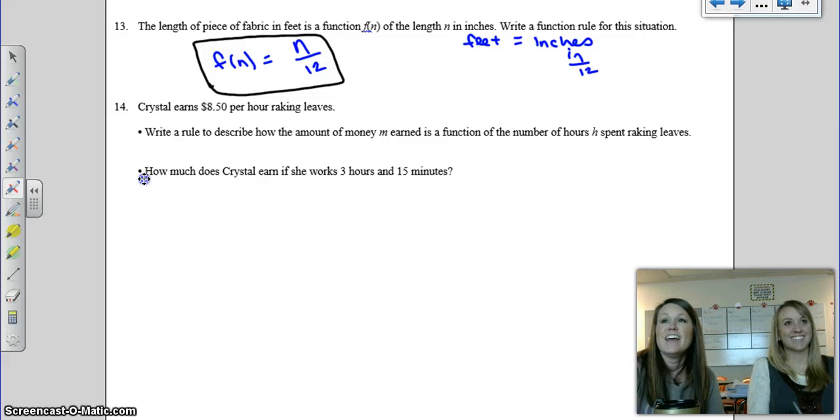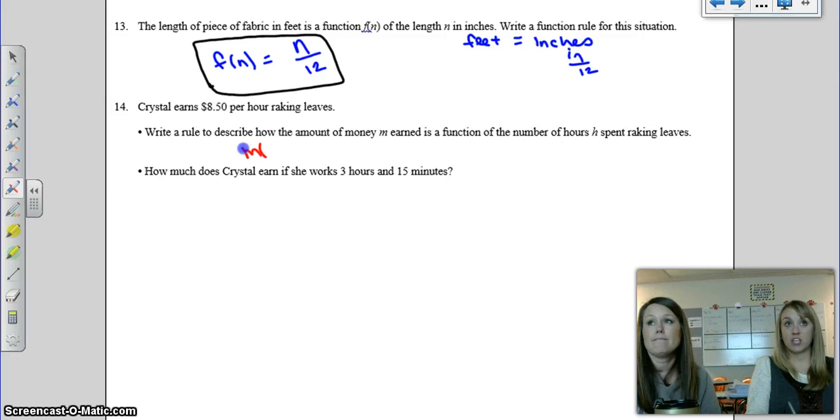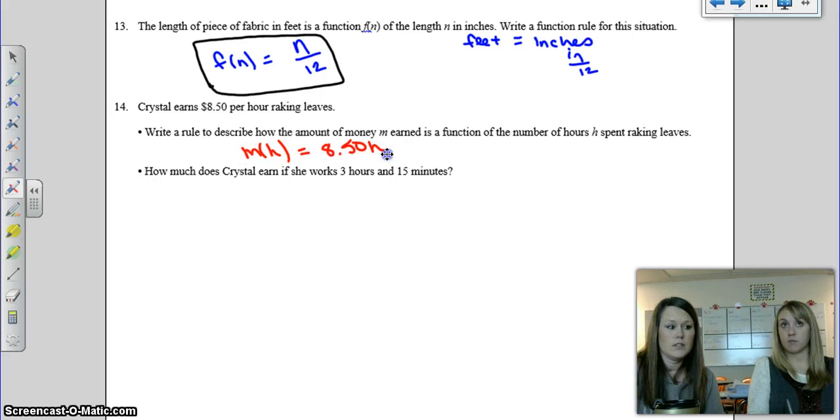Anyways, the amount of money M earned is a function of the number of hours spent raking. So this sounds like M of H equals. She earns $8.50 an hour, so $8.50 times H. The money she makes is $8.50 times the hours.